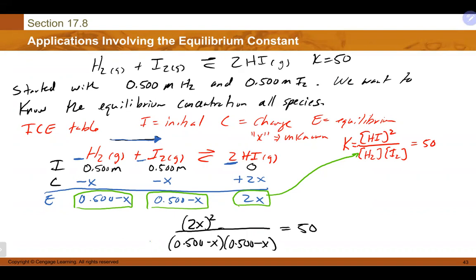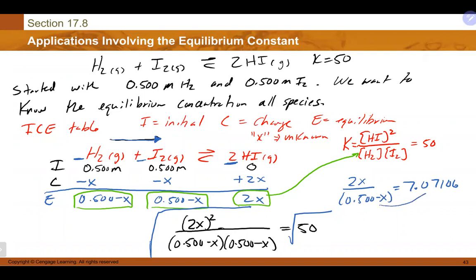We're going to take a big giant square root on both sides because it looks like a perfect square. So when I square root, I end up with 2x up on top, and I will end up with just one of the 0.5 minus x. The thing I personally forget to do most of the time is actually take the square root on the right hand side, which is 50. We will get 7.07106.